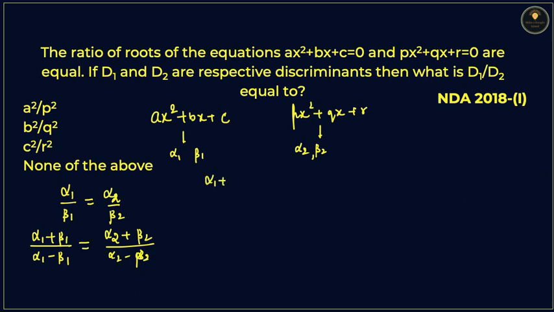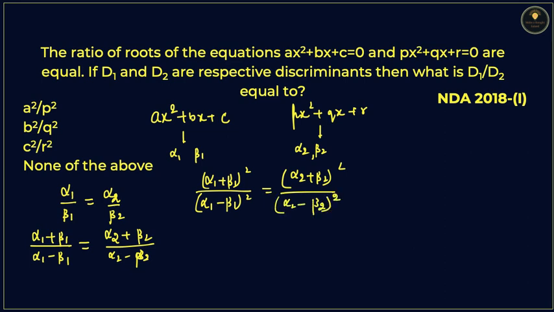We will write it as alpha 1 plus beta 1 to the whole square over alpha 1 minus beta 1 to the whole square, equal to alpha 2 plus beta 2 to the whole square, and in the denominator alpha 2 minus beta 2 to the whole square. Now alpha 1 plus beta 1 can be written as b square by a square, so you will write b square by a square here.